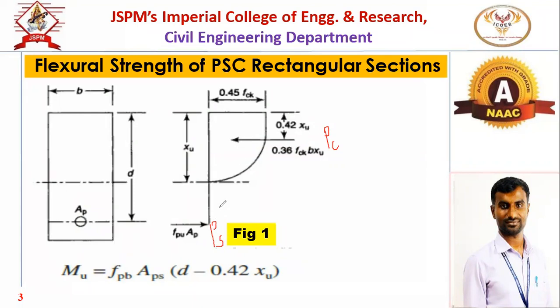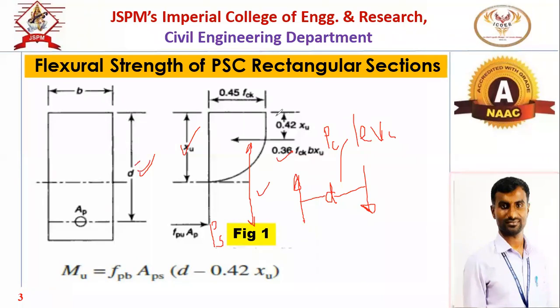Now, if these are the forces, and if you have to find out the moment, then we know that if there is a couple, two unlike parallel forces separated by certain distance, that certain distance is called the lever arm. So for this case, suppose this is the total d, and this is the depth of the neutral axis. Then this particular lever arm will be d minus 0.42 XU. The location from the top for the force due to the concrete will be 0.42 XU. So that distance will be this total depth d minus 0.42 XU. So that d minus 0.42 XU is nothing but the lever arm.